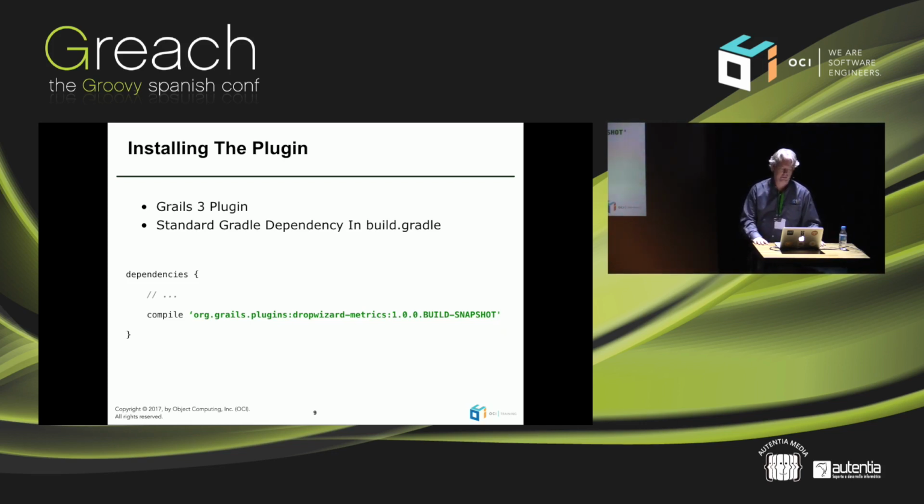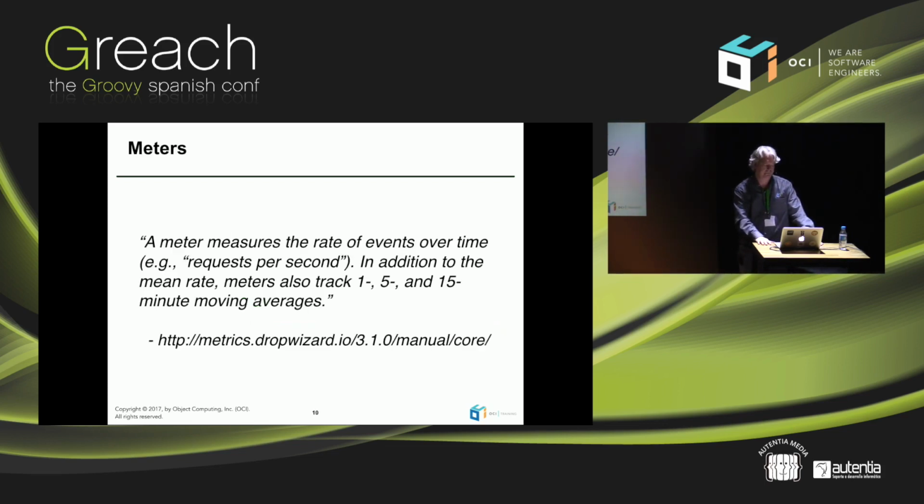So in your build.gradle file, you've got the dependencies block, and in this case, we're expressing a compile time dependency on the Dropwizard Metrics plugin, and we happen to be using 1.0.0.BUILD-SNAPSHOT. As I said, 1.0 of the plugin hasn't been released yet, but the snapshot is out there. So all the stuff I'm going to demonstrate today, you could do real time right now if you wanted to. That snapshot really has been published to our repository.